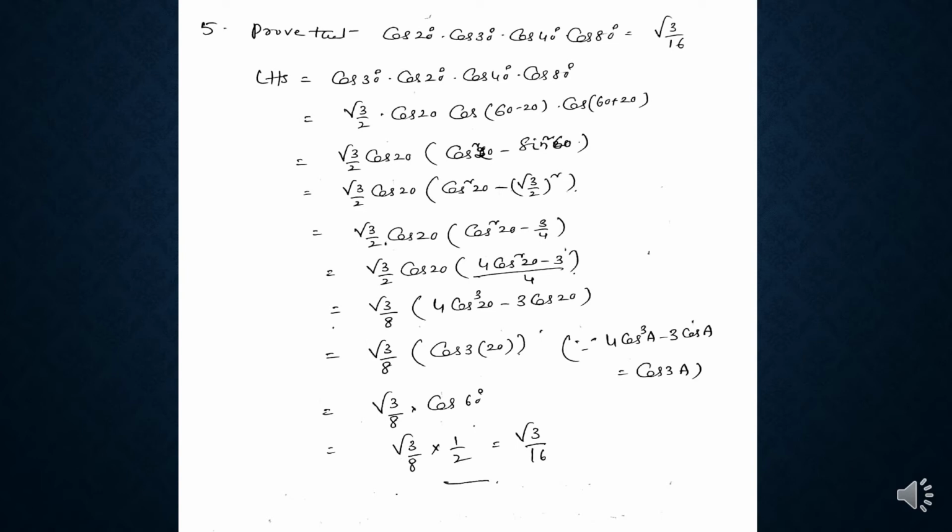So here we are applying, because cos 20 is there outside of the parenthesis, and by applying cos of a plus b into cos of a minus b as cos square b minus sin square a, we will get the first term as cos square b, that means cos square 20, minus sin square a, that is sin square 60. So root 3 by 2 into cos 20 into cos square 20 minus, what is the value of sin 60? That is root 3 by 2 whole square. So that is root 3 by 2 cos 20 into cos square 20 minus 3 by 4.